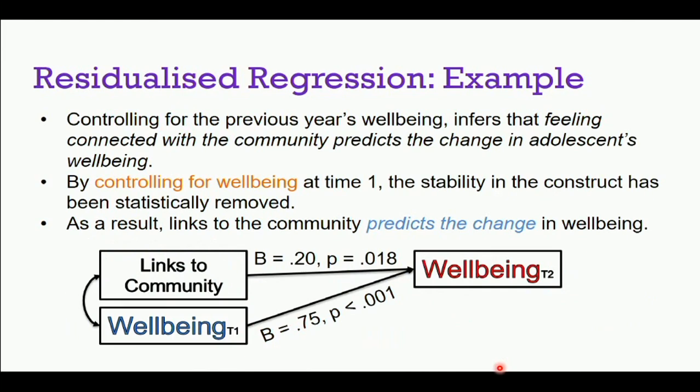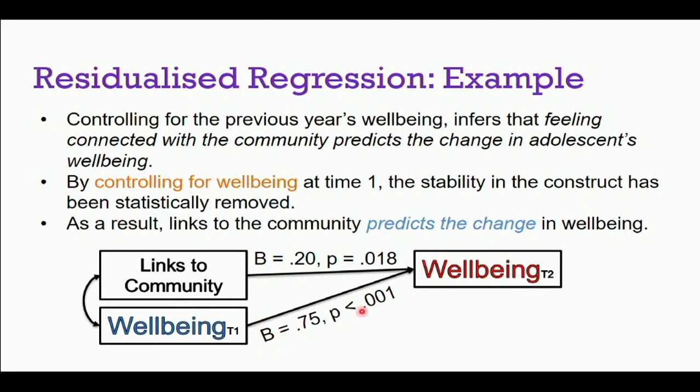So by controlling for the previous year's well-being, that infers that feeling connected with the community predicts the change in adolescents' well-being. So we've got our beta weight here. This is the unstandardised regression coefficient. But I have a feeling actually that it might have been the standardised beta.